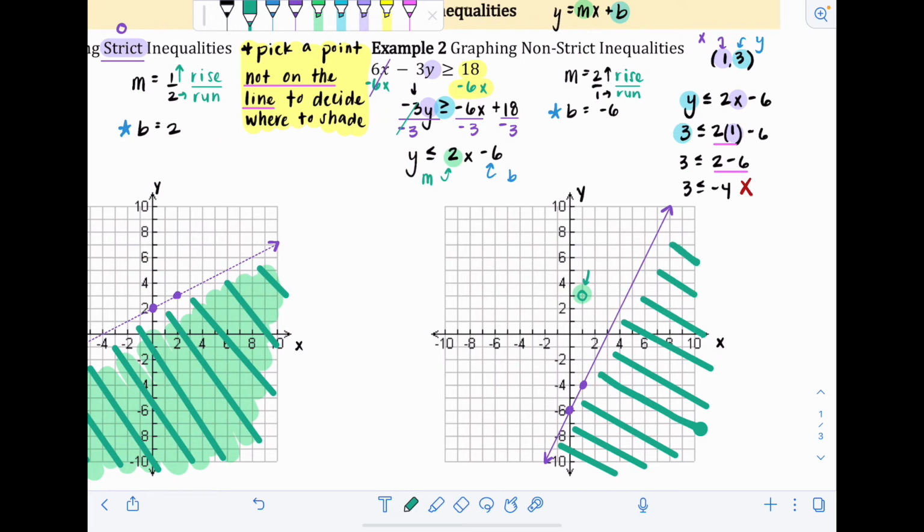And then that means the entire lower right side of the line is all the solution set to this inequality. So that means that any point that's in that shaded region would be a solution to that inequality.